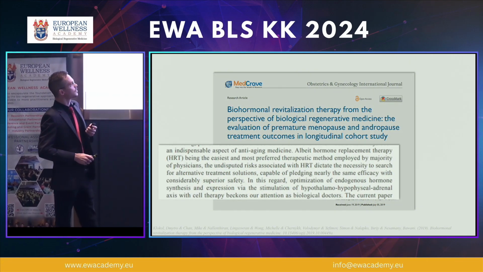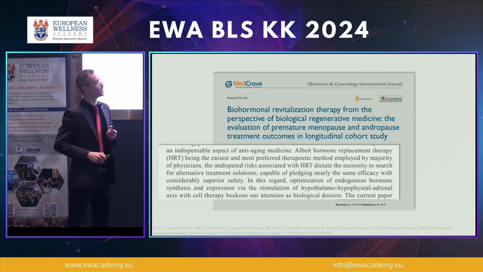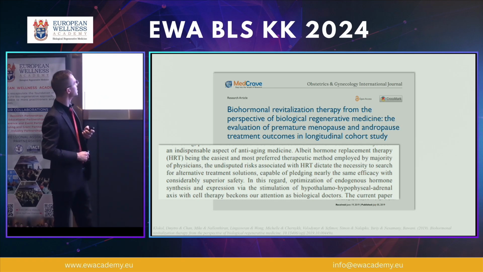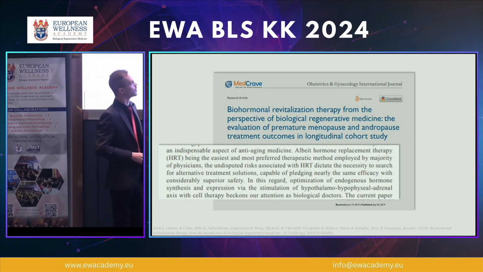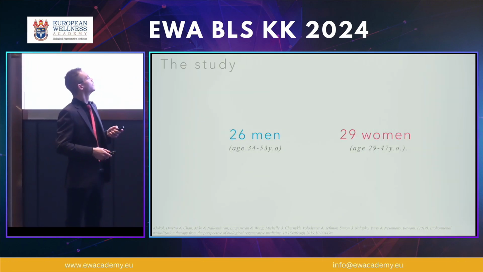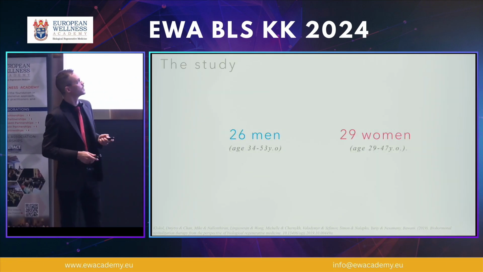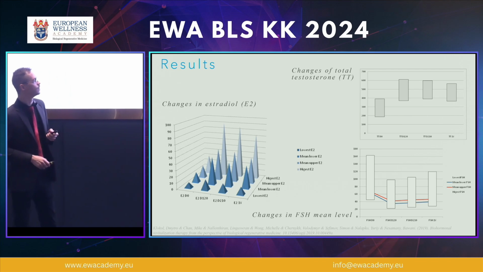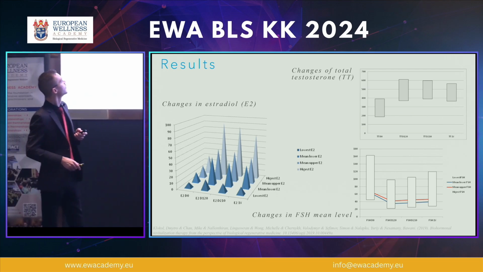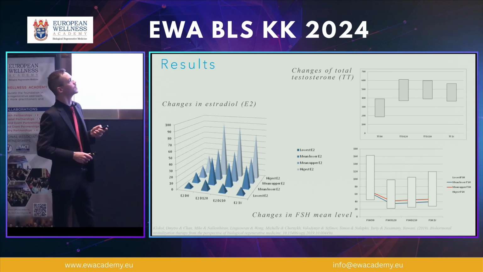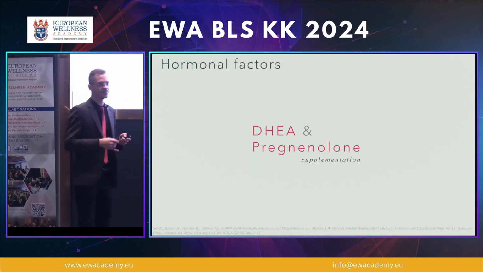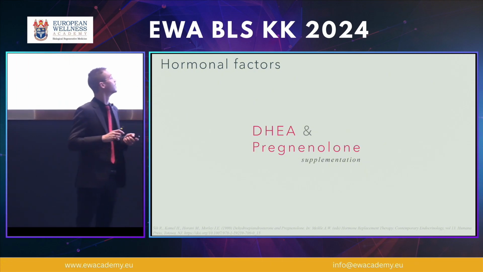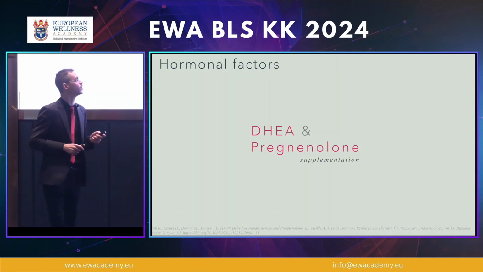There are publications, so this one particularly states that synthesis and expression via the stimulation of the hypothalamo-hypophyseal adrenal axis with the cell therapy beckons our attention as biological doctors. And there is a study in this publication about 26 men and 29 women, and these are the results. As you can see, follicle stimulating hormone decreased, all other hormones increased, which is good. There is nothing bad, and actually it should be supplemented with DHEA and pregnenolone.